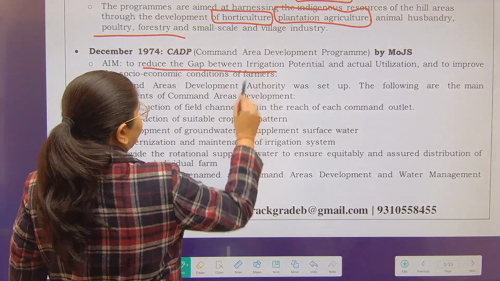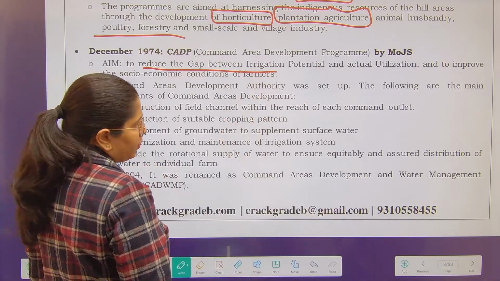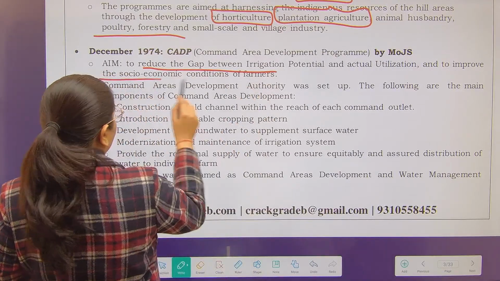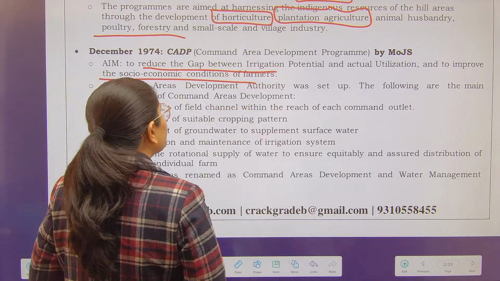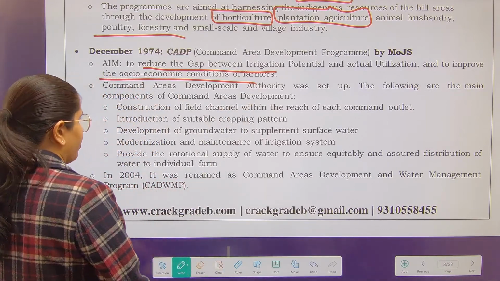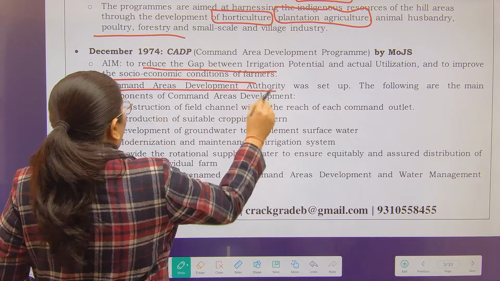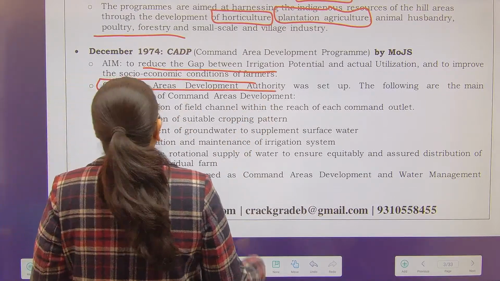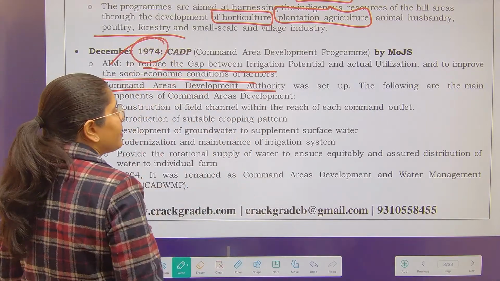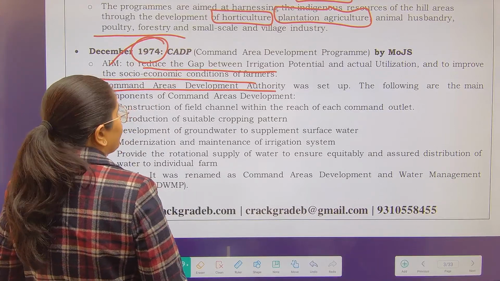The aim was to reduce the gap between irrigation potential and actual utilization and to improve the socio-economic conditions of the farmer. A particular Command Area Development Authority was set up. This was back in 1974. Now, what were the aims?